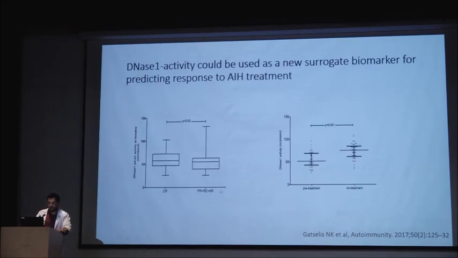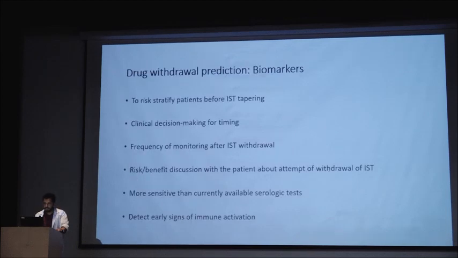And an elevated level of DNase can be used as a surrogate for predicting a complete response. In patients with complete response, the DNase level is higher as compared to patients who received partial response or no response. Similarly, after the treatment, there is an increase in the level of DNase 1, which was noted in patients with autoimmune hepatitis.